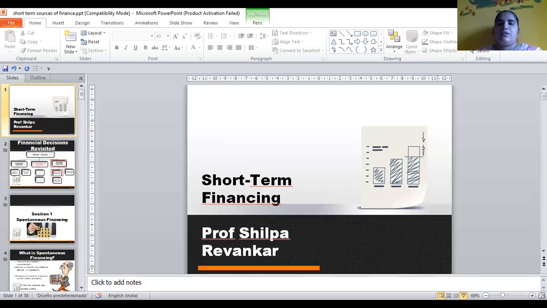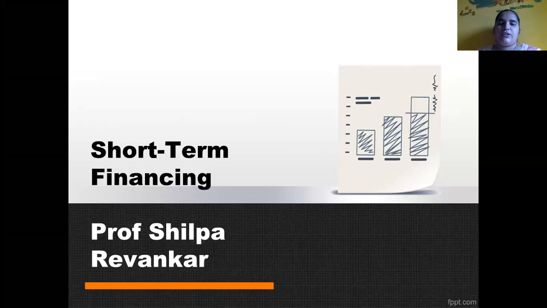So short term, what is short term? Short term finance means funds which we are requiring for a short period, that is less than 1 year.